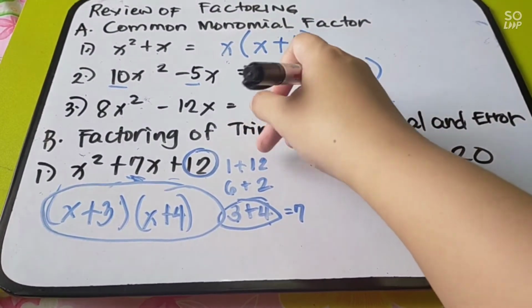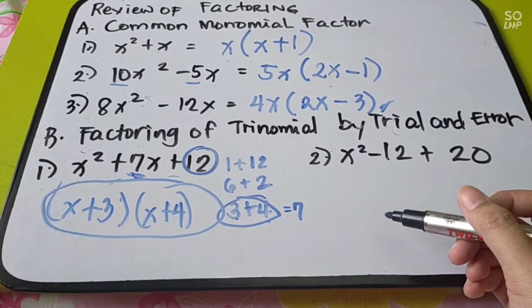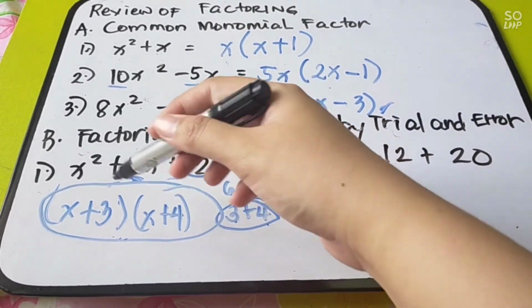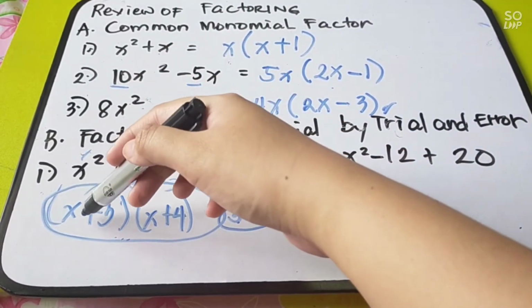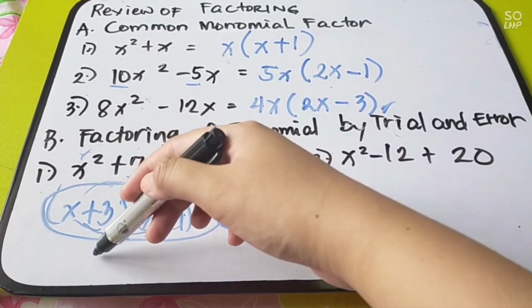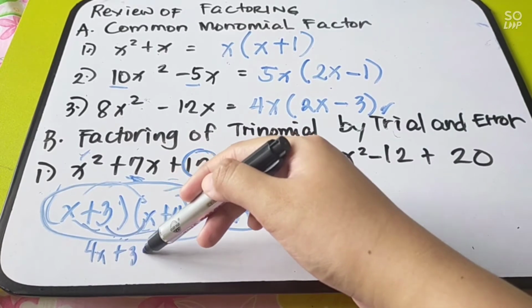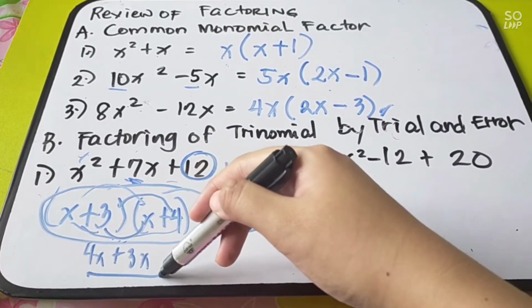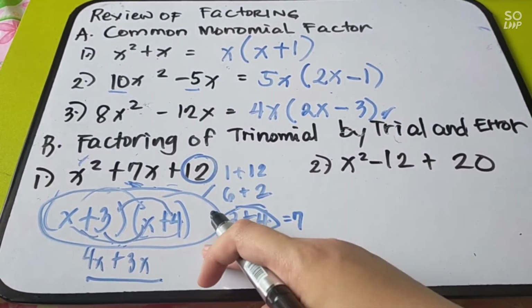We are going to try for the given factors. Is it clear? So, if you want to check this one, you may use FOIL method. So, paano? X times x, we have x squared. Then, we have here x times 4, the answer is 4x. 3 times x, the answer is 3x. Then, this one, 3 times 4, we have here 12. When you add 4x plus 3x, the answer is 7x. So, your factors are correct.